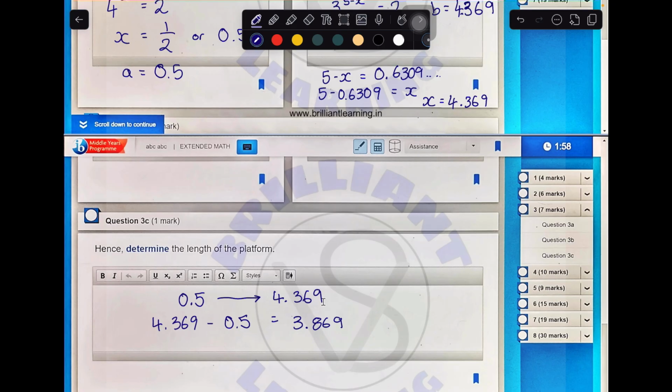Again, you can round at this point. I'm just checking the mark scheme for us. Yep, so 3.869 would get you the mark. You could have 3.87 or even 3.9. Okay, so various different answers for us there, just all rounded slightly differently.